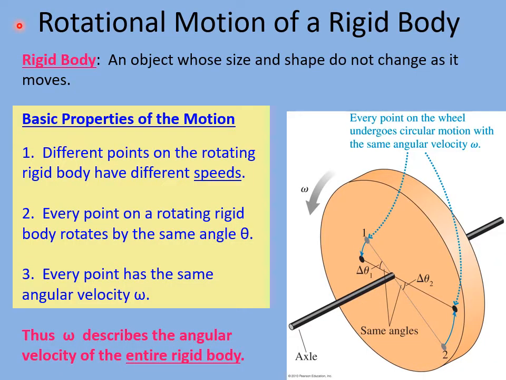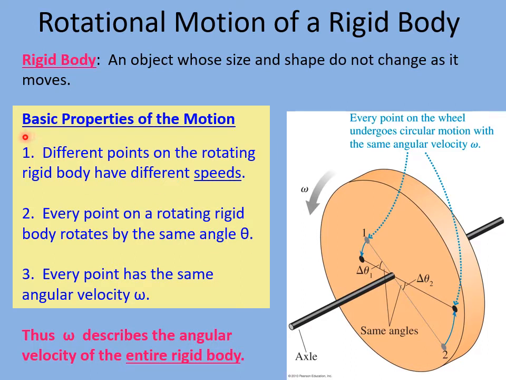In Chapter 7, we're dealing with the rotational motion of a rigid body. So a rigid body is an object whose size and shape do not change as it moves. So in this example here, we see a solid disk rotating about this axle here. This is an example of a rigid body that's rotating.